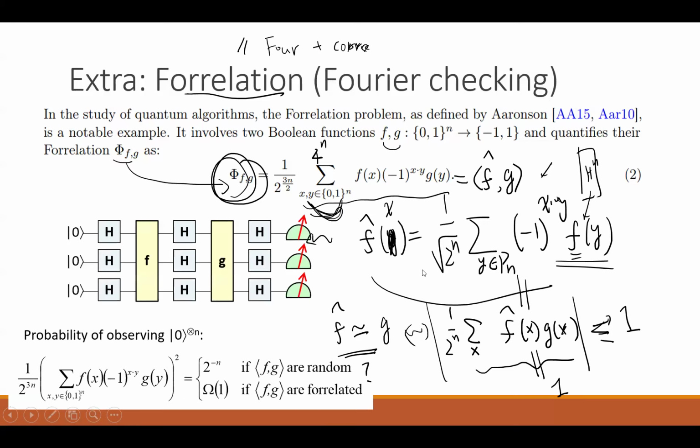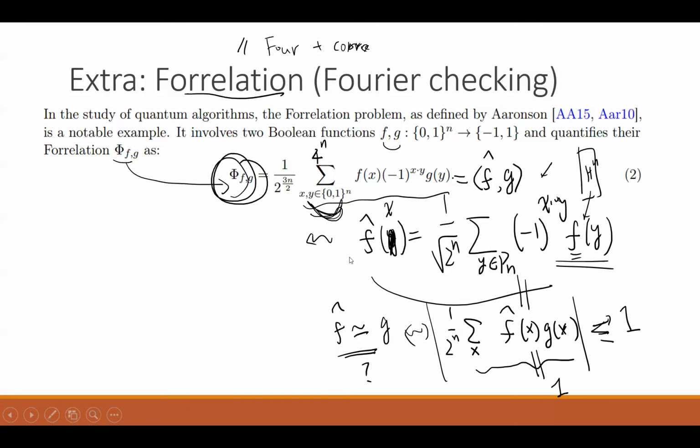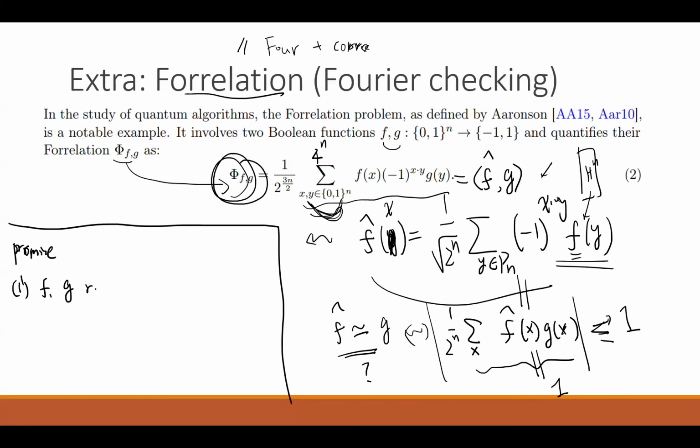And in our case, we are focusing on the following two scenarios. I promise the first case is that f and g are picked randomly.